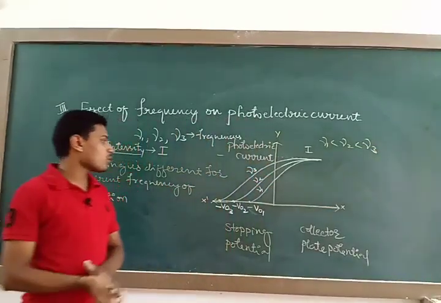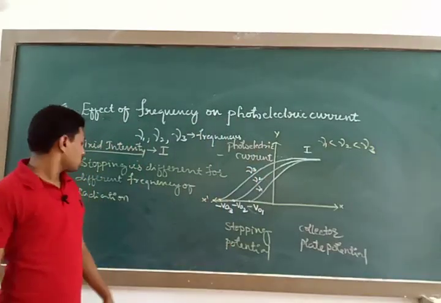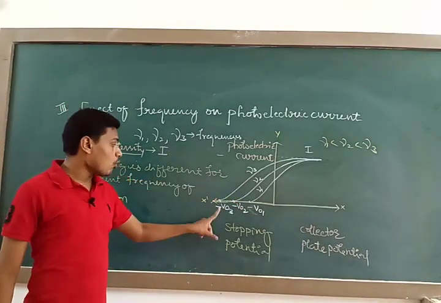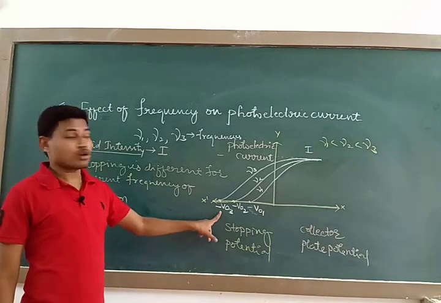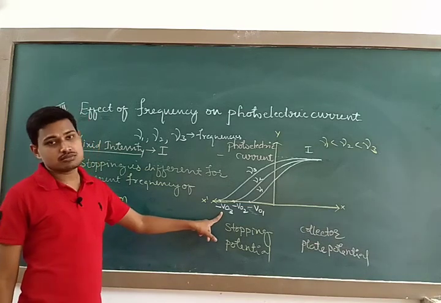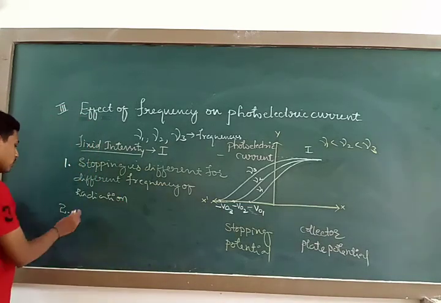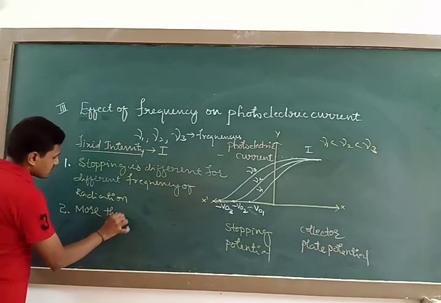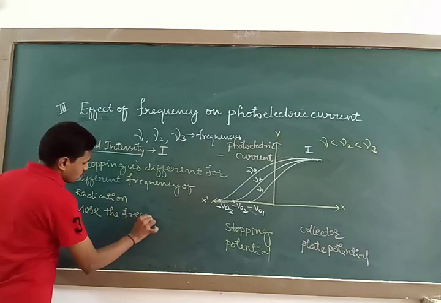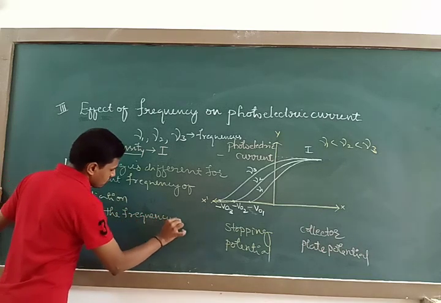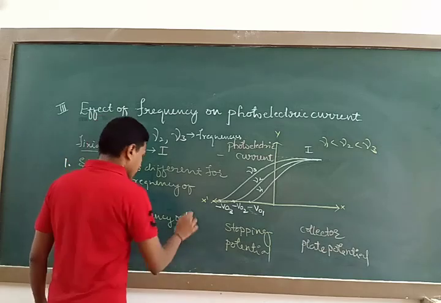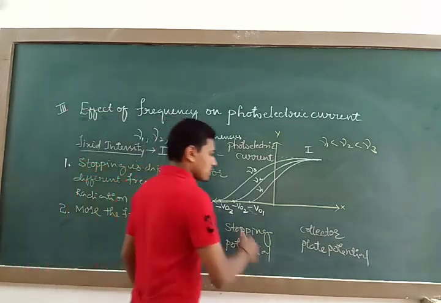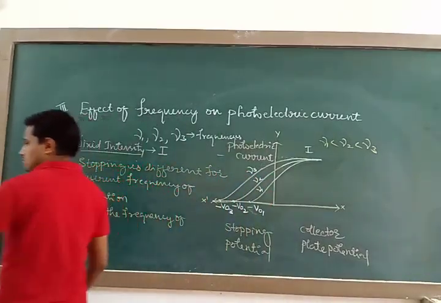It means nu3 is more than nu2 and nu1. Second conclusion, the more the frequency, the more will be the negative or the more will be the stopping potential. The more the frequency of radiation, so as the frequency increases, the stopping potential also increases in general.